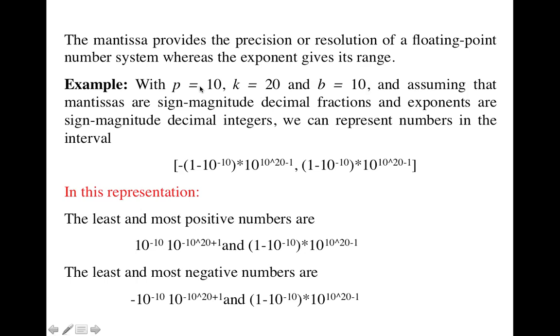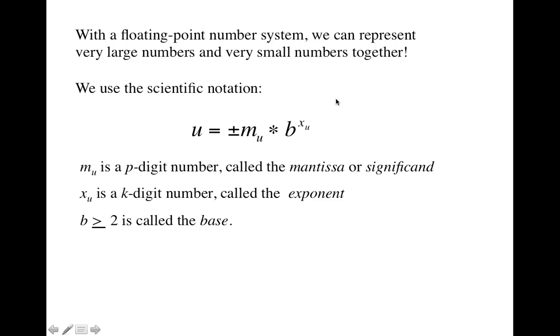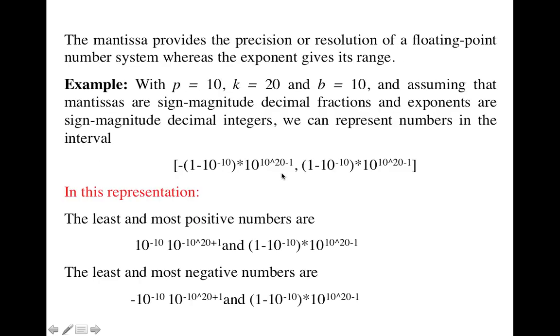So if I set these numbers, for example, p to 10, k to 20, and b to 10, where k is the number of bits or digits in the exponent and the base is 10 in this case, the largest exponent we could have with 20 digits will be 10 to the 20 minus 1.